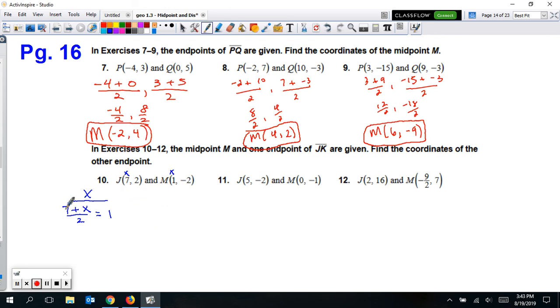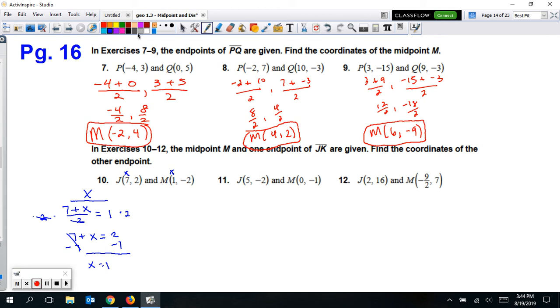Let's find out what x is, then we'll come back and do y. So first we've got to get rid of the 2. We're going to multiply both sides by 2. Now we cancel the 2's out here, and that leaves me with 7 plus x is equal to 2. Now we have to subtract 7 from both sides to find out what x is. It cancels our 7's out, and that leaves us with x is equal to 1. So there's our x coordinate, and we'll put that down here eventually when we get to the end.